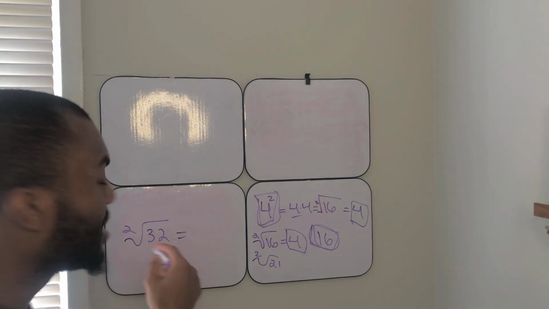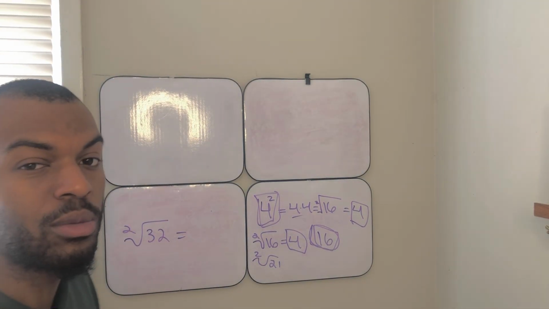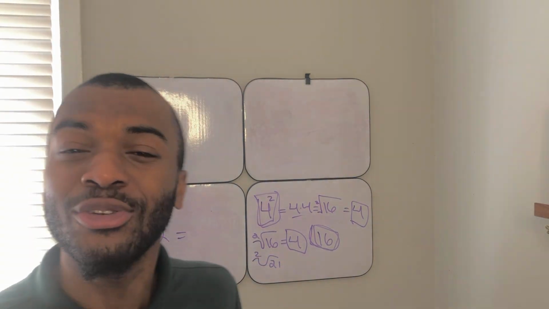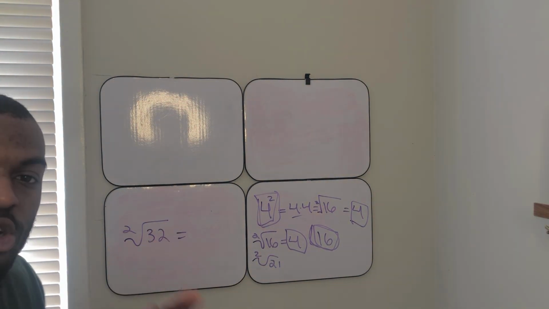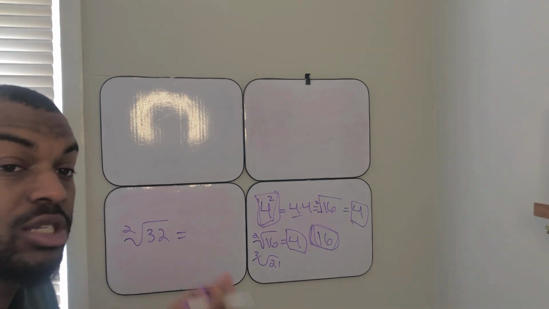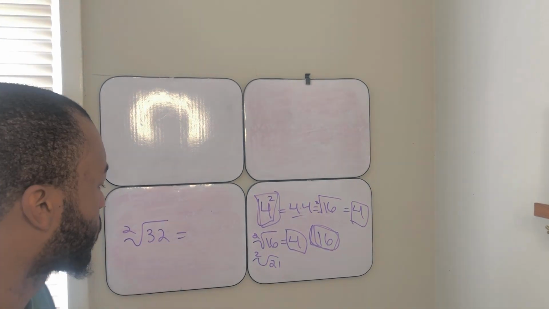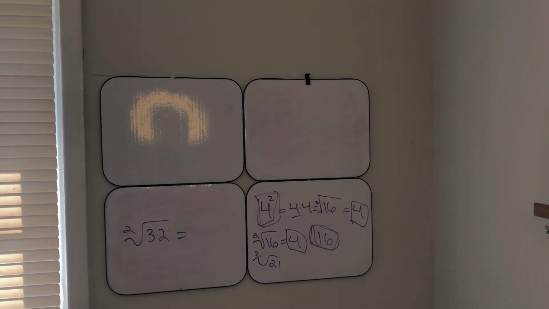We could find this decimal, but ain't nobody trying to do that. So what we're gonna do instead is simplify this. And we're gonna simplify it by doing this.